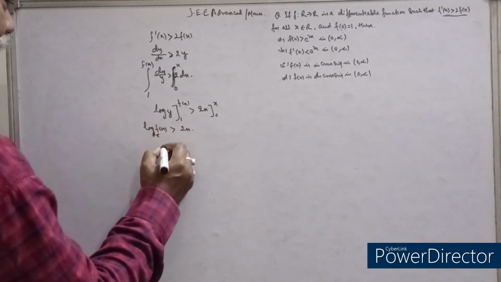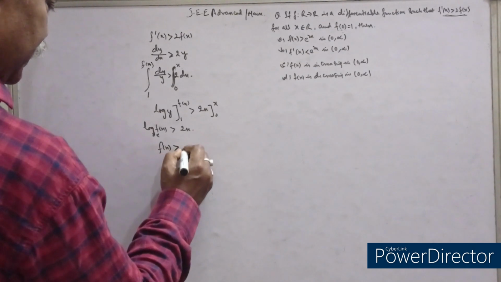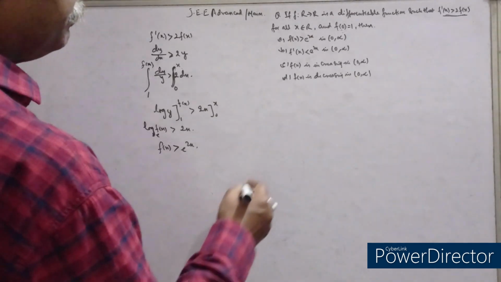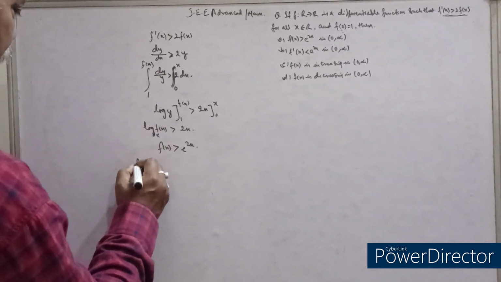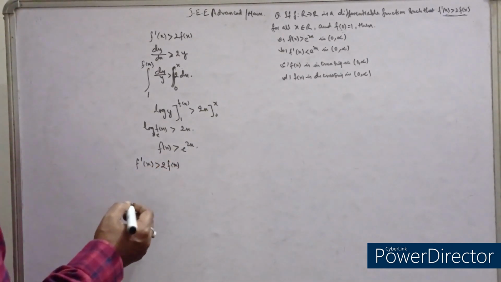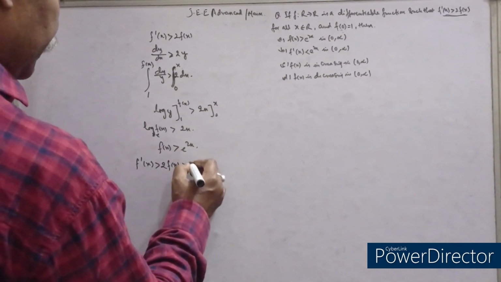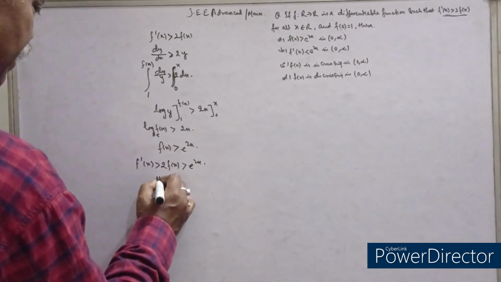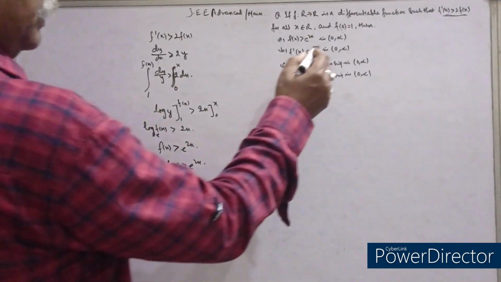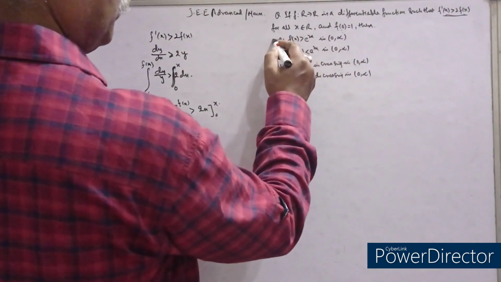So with base e, f(x) is greater than e to the power of 2x. Now f dash x is given to you, it is greater than 2 f(x). So automatically f dash x is greater than f(x), which is greater than e to the power of 2x. So for 0 to any value of x, this option A is correct.